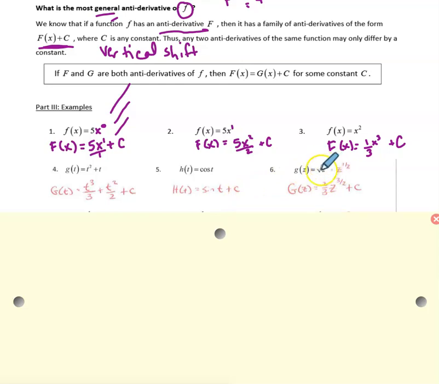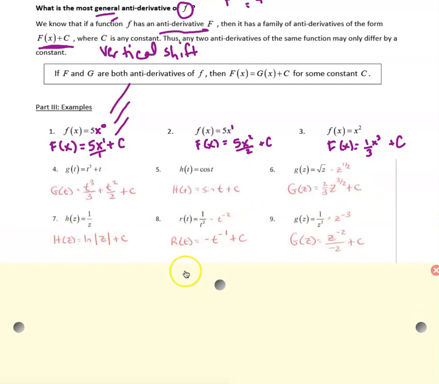It might be easier for you to write this as the square root of z, to write it as z to the 1/2, because then you can go up a degree to 3/2, and then when you divide by 3/2, it's the same as multiplying by its reciprocal 2/3, and then you add a plus c.